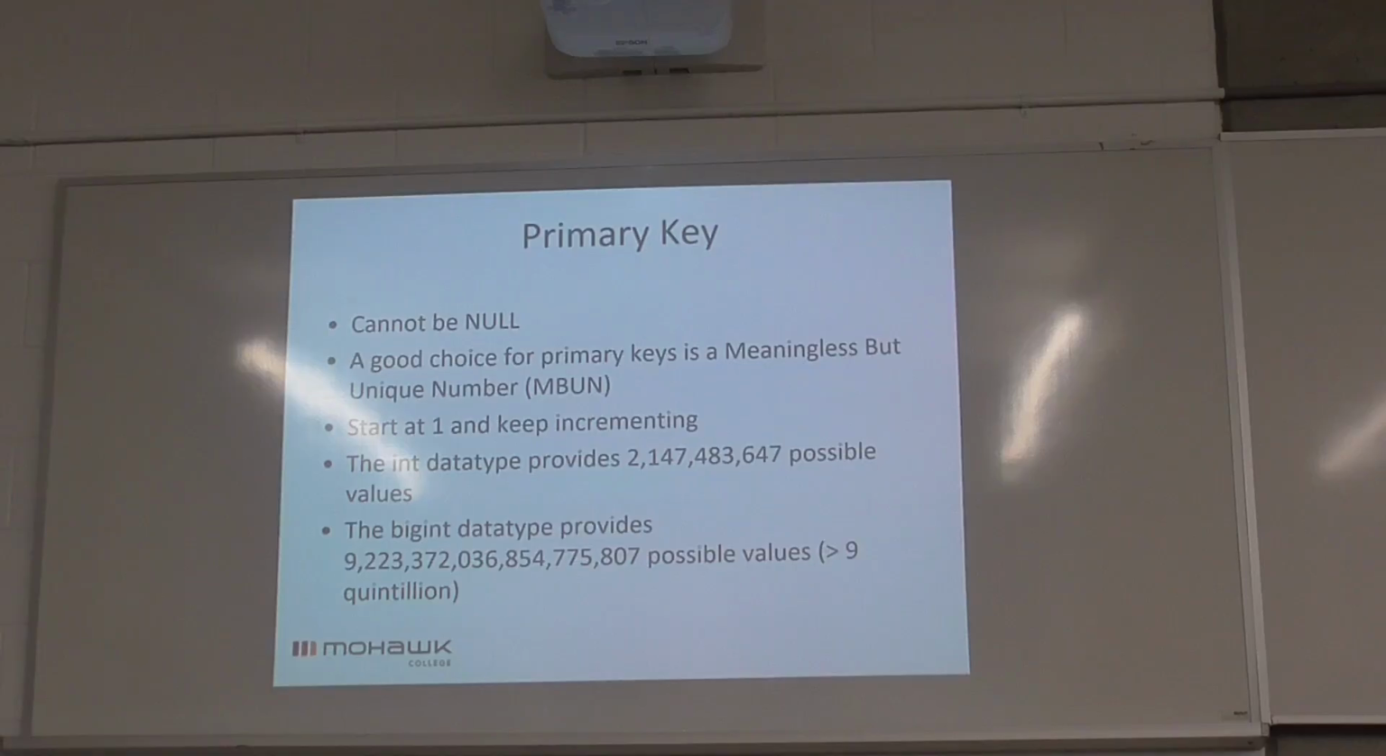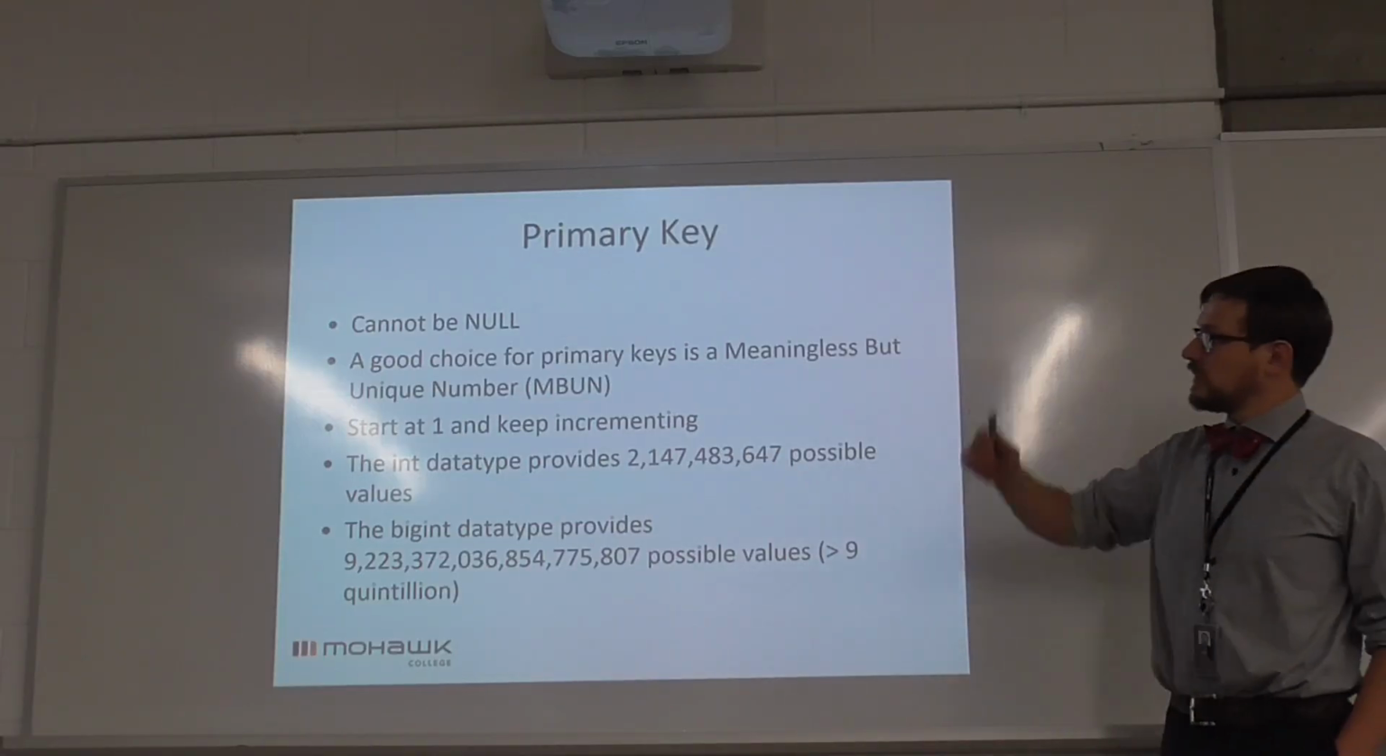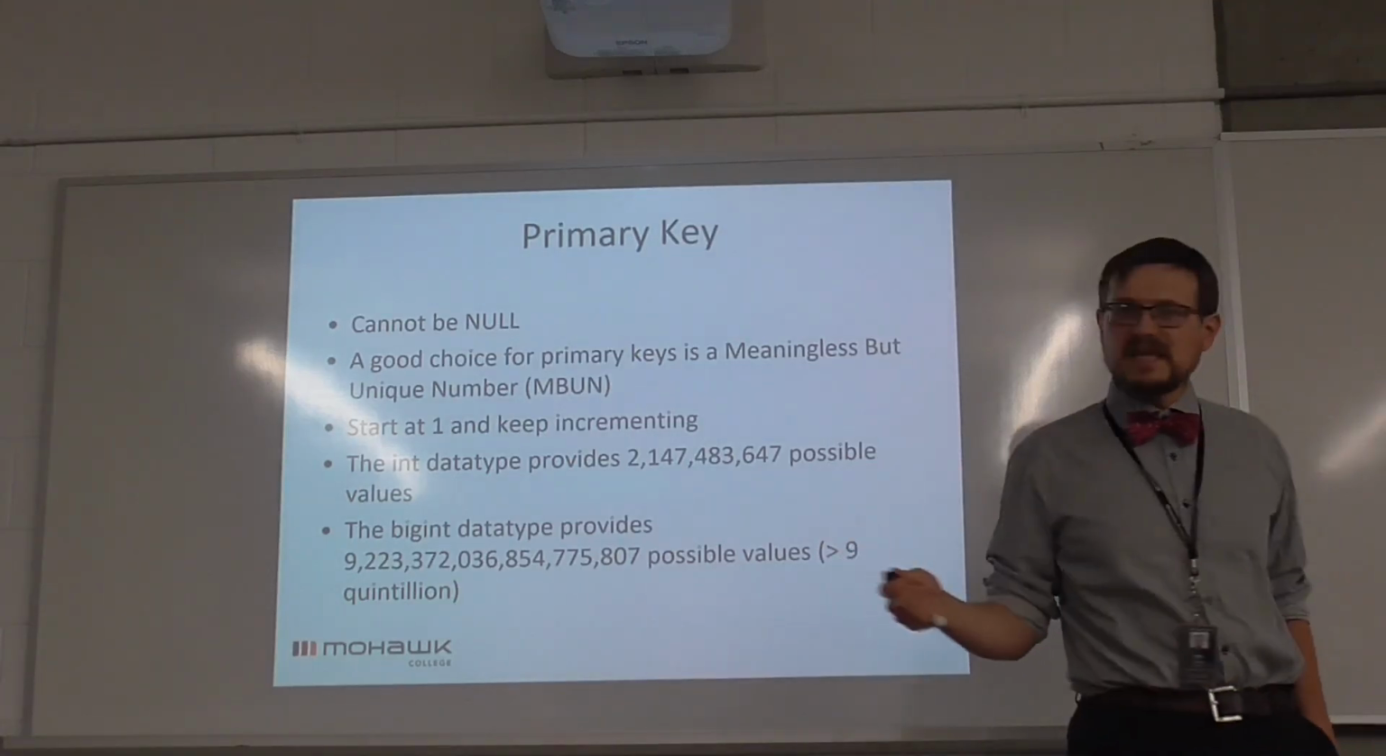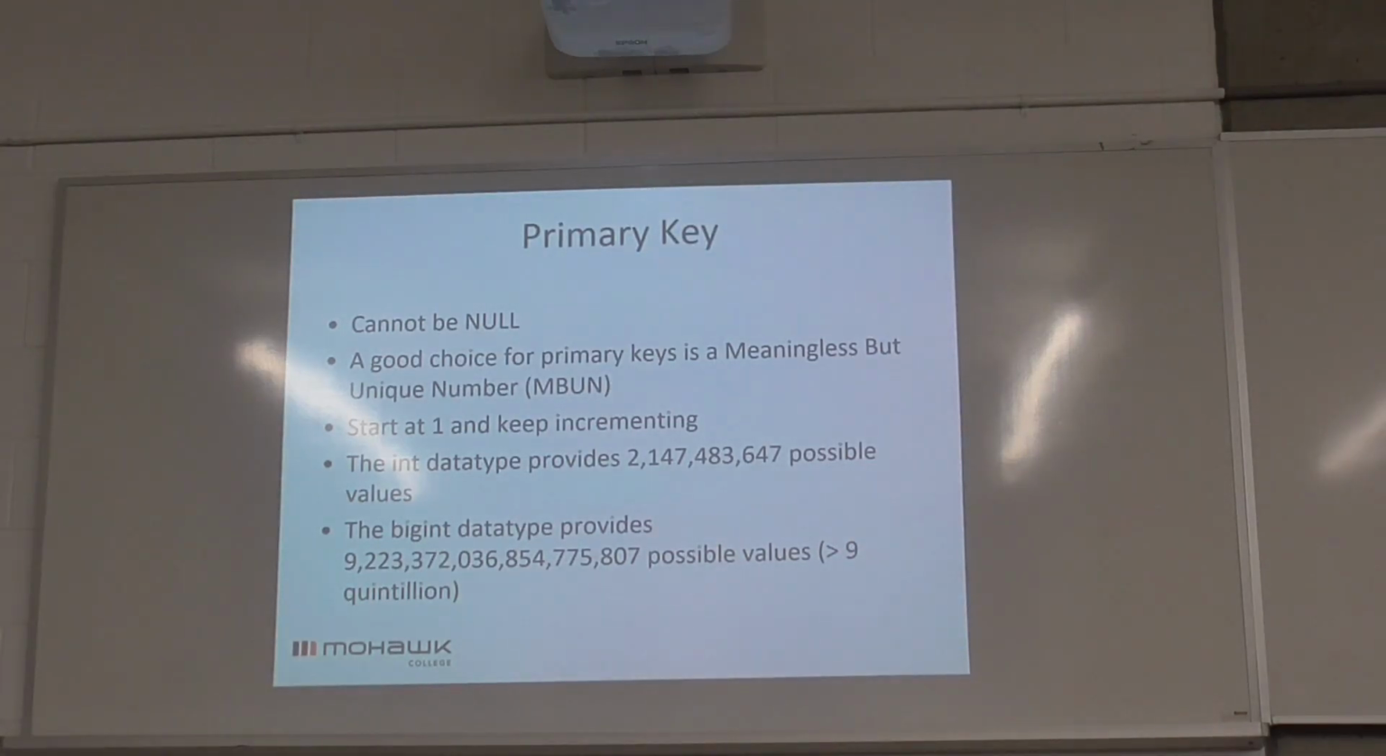Thank you. So, primary key, first of all, it's important that it's not null. Hopefully that's obvious. Good. A good choice for primary keys is a meaningless but unique number. If you start at 1 and keep incrementing, you get 2,147,483,647 possible values in your database. If you use big int, then you can have over 9 quintillion entries in your database.